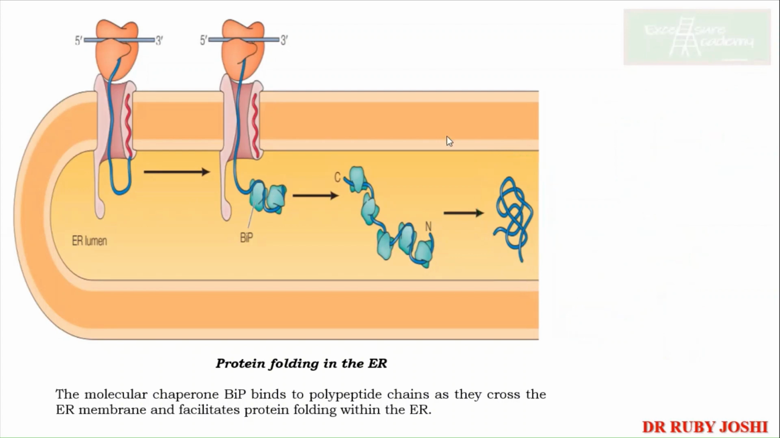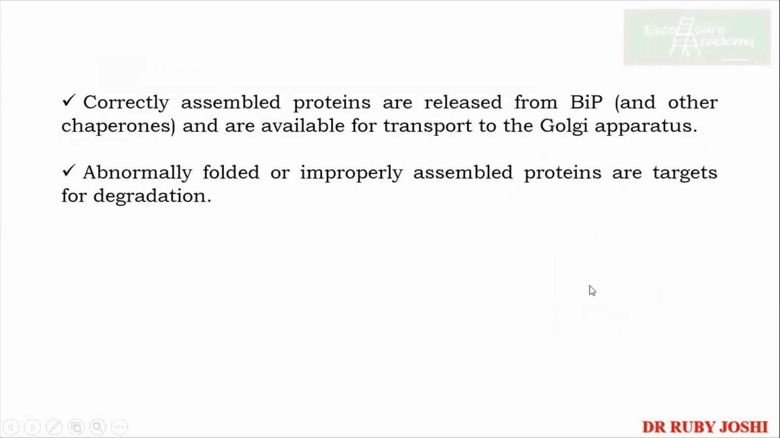Okay. So now this is clear, like how the proteins are helping in the proper folding of the proteins. Now, correctly assembled proteins are released from the BIP and then they are transported to the Golgi apparatus for the other modifications to happen. Now, if an abnormally folded protein is not getting properly folded, then it will be sent for degradation. Whenever I say degradation, it is meant for the ubiquitin proteasome pathway.